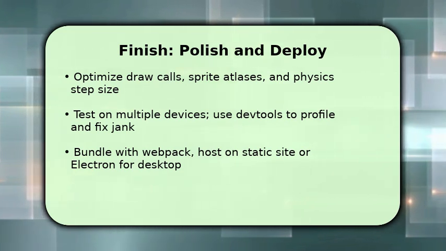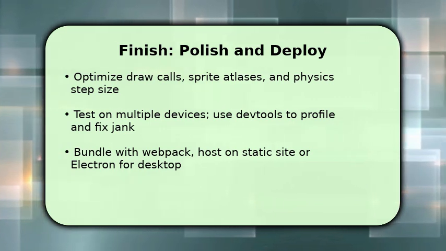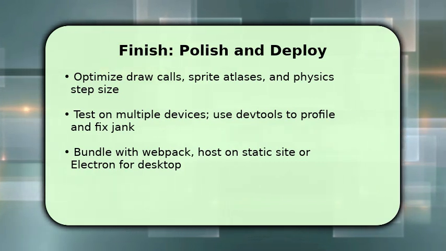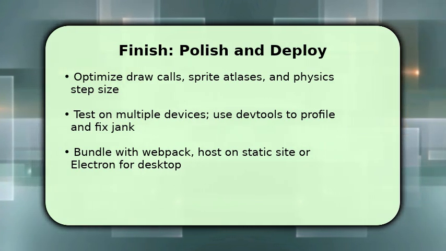Then bundle with a tool like Webpack or Rollup and deploy to a static host or package with Electron for desktop. If assets fail or frame rate drops, first check the preloader and profiler. Memory leaks or large textures are the usual culprits.